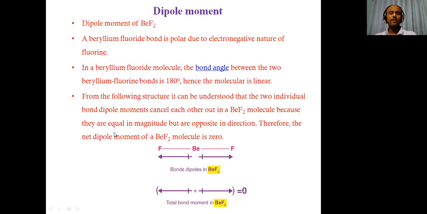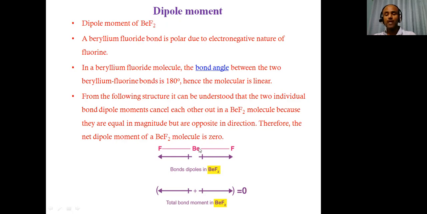Now consider one more example of this dipole moment, that is BeF2. A beryllium fluoride bond is polar due to the electronegative nature of fluorine. So dipole is present in this molecule. But here we have two dipoles: the dipole due to one BeF bond and the dipole due to the other BeF bond.